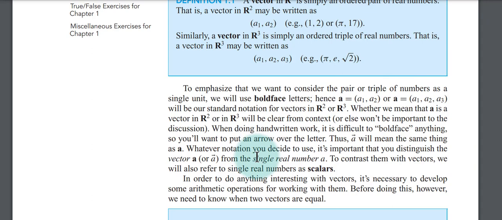And then, as opposed to a vector, you might just have something like this. Notice this is not bold. That would stand for just a single number, which is also called a single real number, or a scalar. So we have vectors versus scalars here. A scalar is just a single number, not a pair of numbers or three numbers, but just a single number.